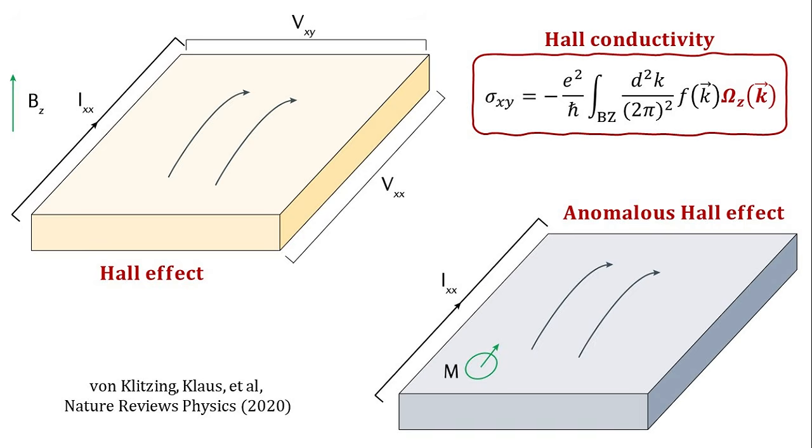The Berry curvature acts as an effective magnetic field in momentum space. It exerts a transverse force on electrons, much like the Lorentz force in real space. This force is what gives rise to the Hall effects, whether in their classical, quantum, or anomalous forms. Unlike a real magnetic field, however, the Berry curvature is entirely geometric in origin, arising from the structure of the electronic wave functions in the crystal lattice.